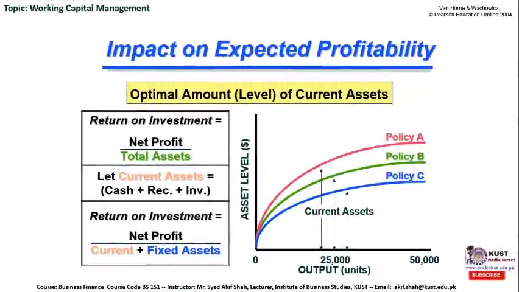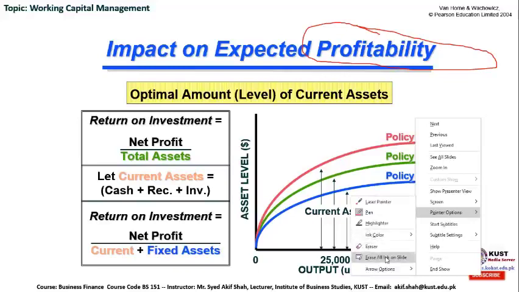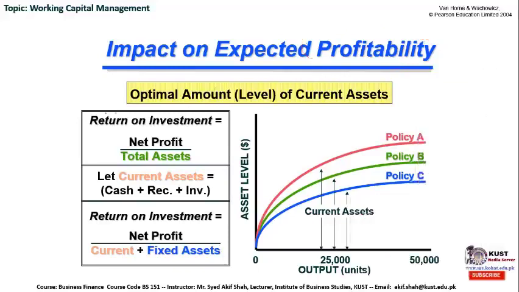Let's discuss the impact of working capital management on the second factor, which is known as expected profitability. So what is the impact of working capital management on profitability? Once again, we have the same policy A for a higher level of current assets and policy C for a lower level of current assets. Dear student, bear in mind that we have assumed that all other factors will remain constant, and then we explain what will be the impact of a high level of current assets on the profitability of the company.